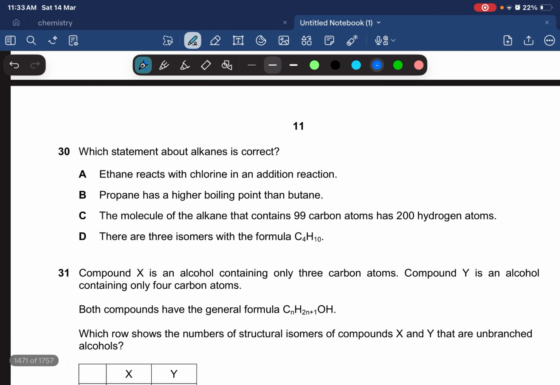Which statement about alkanes is correct? Ethane reacts with chlorine in an addition reaction. In a substitution reaction, propane has a higher boiling point than butane. No, butane is higher because it has more carbon atoms. The molecule of alkane that contains 99 carbon atoms contains 200 hydrogen atoms. There are 3 isomers with the formula C4H10. So for the alkane with 99 carbons, if we use the general formula CnH2n+2, 2 times 99 plus 2, yeah, we are getting 200. So that makes option C the correct one. Thank God we don't have to make isomers.